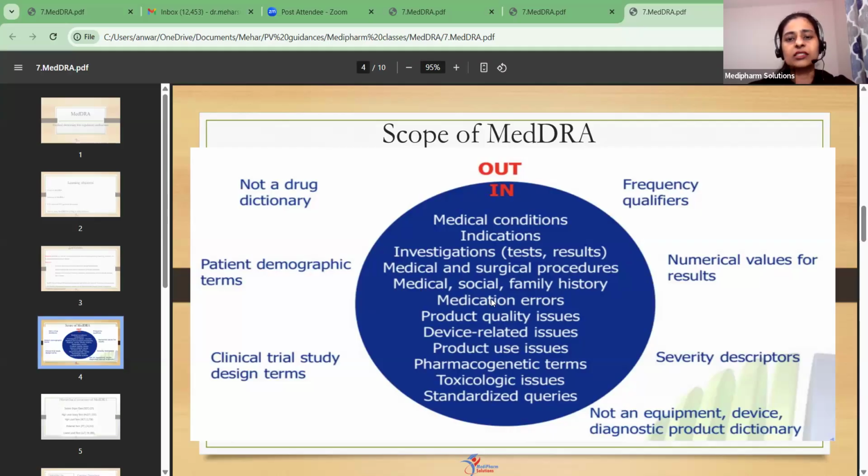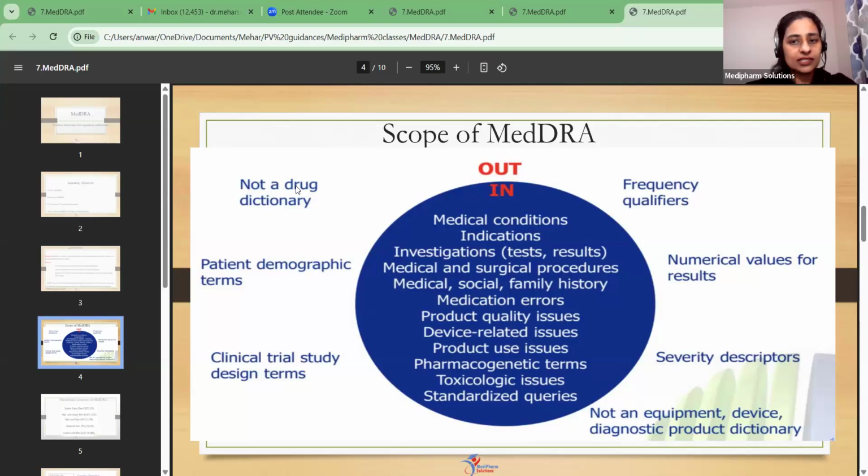And medication errors if reported, product quality issues, device related issues, product use issues, pharmacogenetic terms, toxicology issues, and standardized queries. All these are coded with MedDRA. Okay, so which all we don't code with MedDRA. Okay, so we don't code a drug name with the MedDRA dictionary.